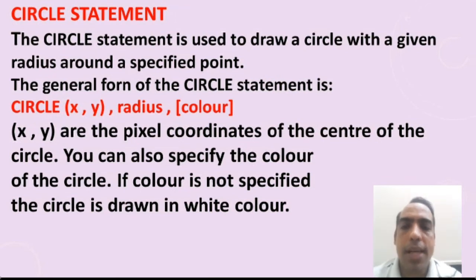Now I will explain the circle statement. The circle statement is used to draw a circle with a given radius around a specified point. The general format, or you can say syntax, of the circle statement is: first we have to write circle, after that in a parenthesis box x, y, radius, color. Now I will explain the terms. X and y are the pixel coordinates of the center of the circle. You can also specify the color of the circle. If color is not specified, the circle is drawn in white color.